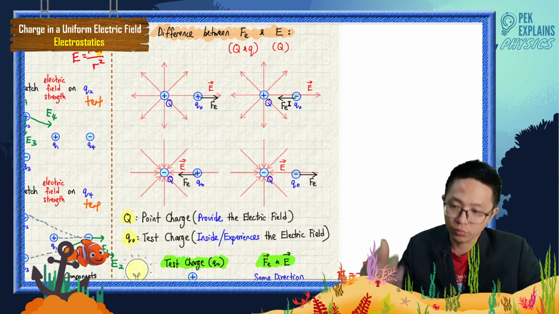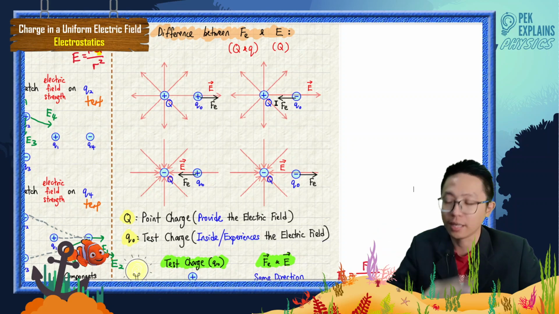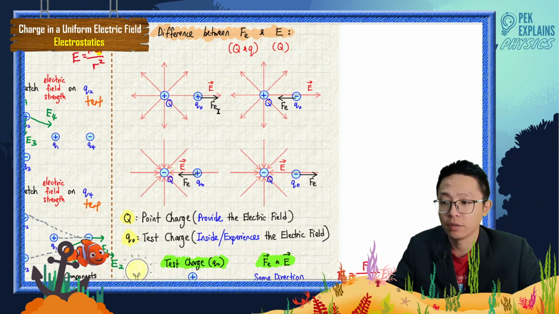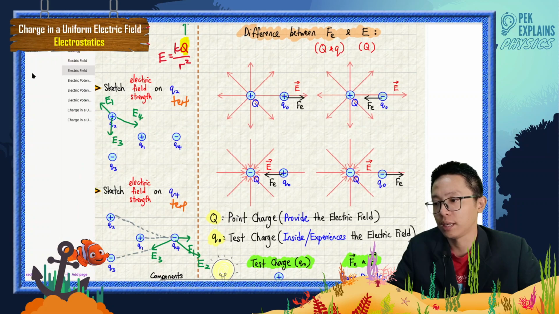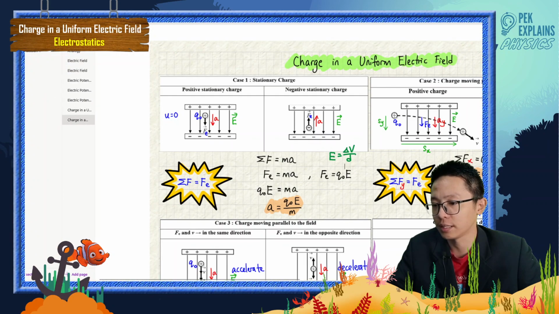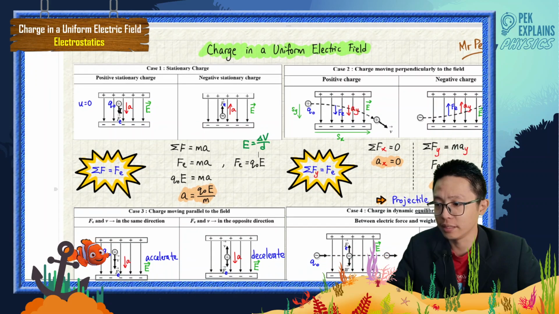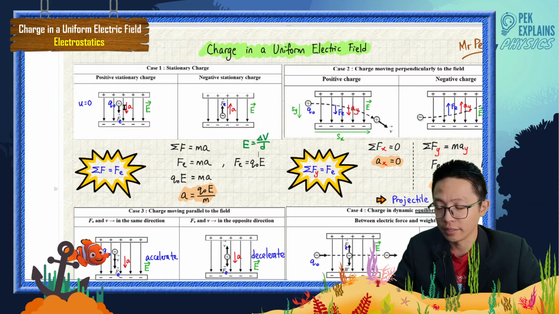So we also apply this to the cases just now. Positive test charge, force and electric field same direction. Negative test charge, force and electric field opposite direction. Look back to the case just now. This is the positive plate. This is the positive test charge. For a positive test charge, the force and electric field must be in the same direction. This electric field is downward. Why downward? Because electric field always comes from the positive plate and goes to the negative plate.